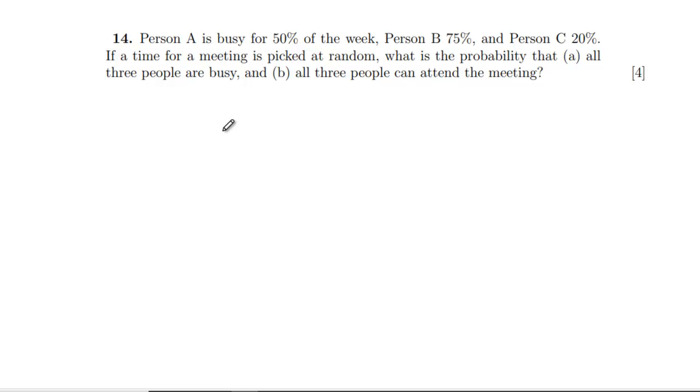Question 14. Person A is busy for 50% of the week, person B for 75%, person C for 20%. Pick a time at random. What's the probability that they're all busy? So if they're all busy, well, that's half of the time for A, 3/4 of the time for B, and 1/5 of the time for C. So that is 3 over 40. Let's put it back into the format of what they were saying.